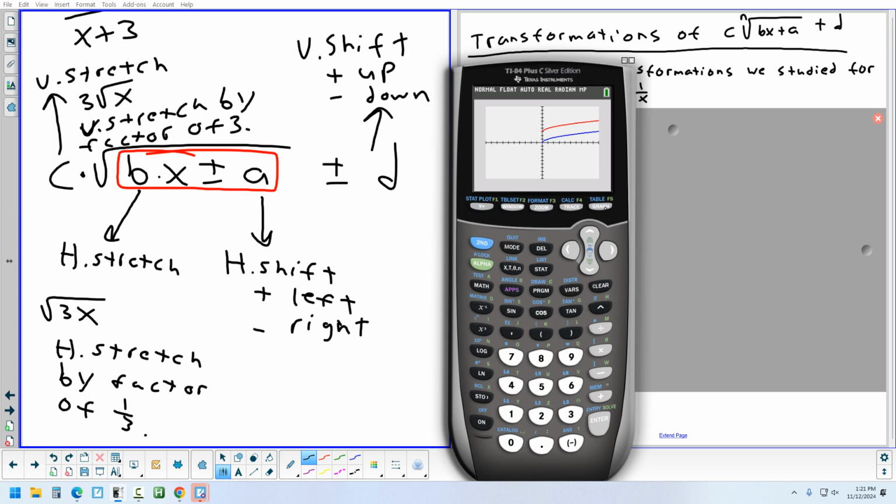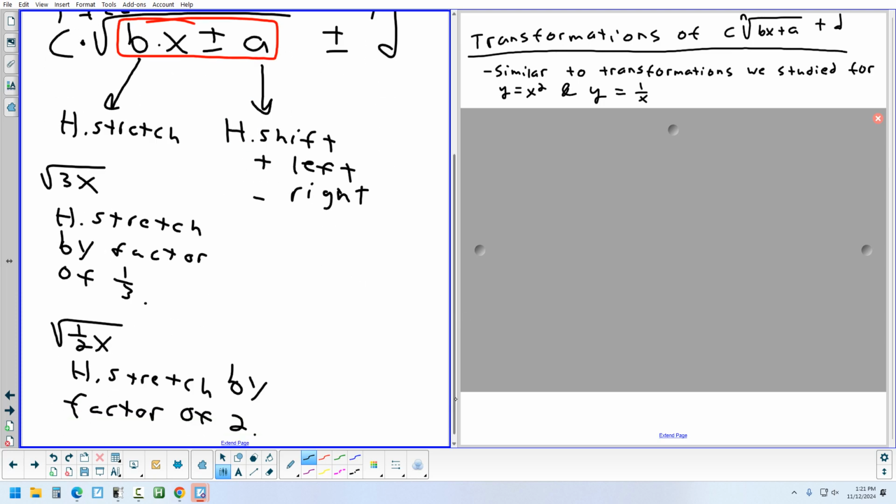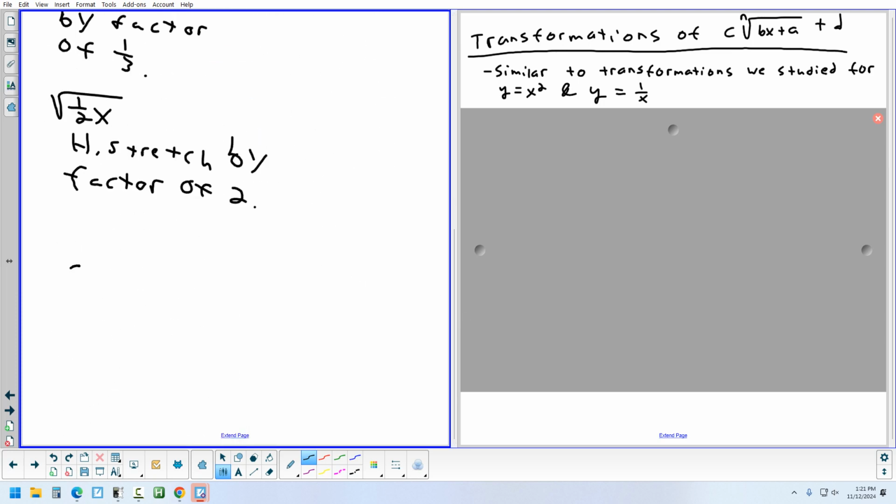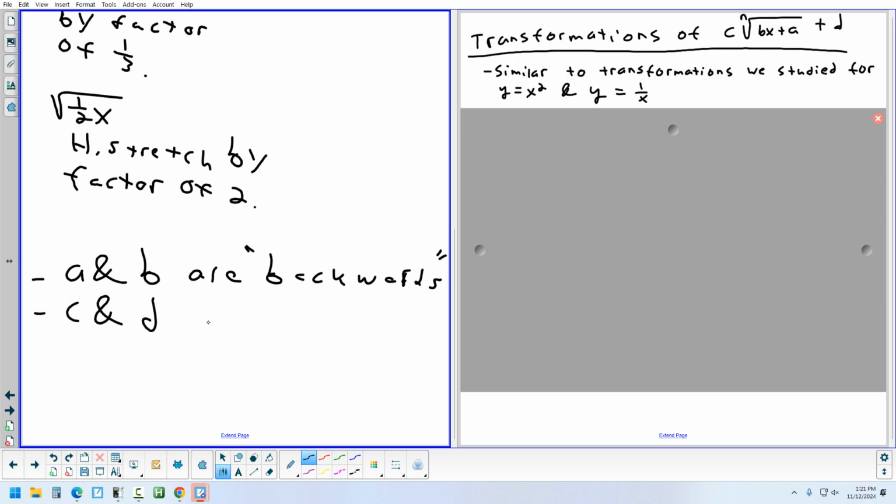So that's a chart that describes what the A, the B, and the C do. Let me write down a couple things I said. A and B are backwards. C and D are, I don't know what you call it, they're not backwards, they're normal. We'll call them normal. Positive is up, negative is down, it's what you would expect.